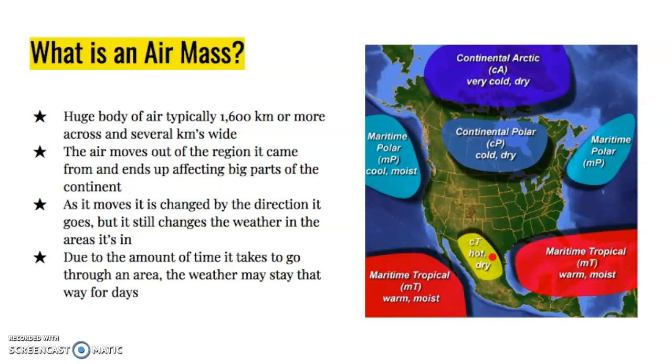And creating fronts. So as it moves, it's changed by the direction it goes. So it either cools down or warms up depending on where it goes. So if you have the maritime polar moving down, it's going to warm from the warm air down south. Due to the amount of time it takes to go through an area, the weather may stay the way it is with the front and mass for days.